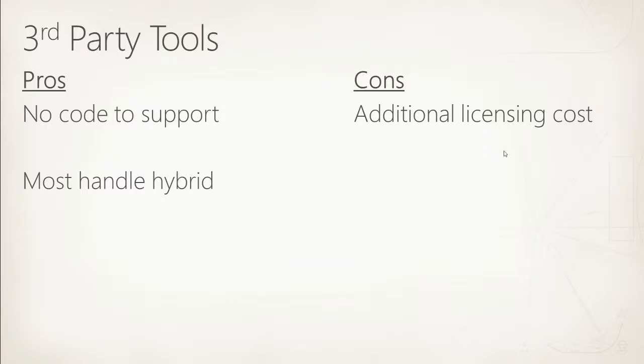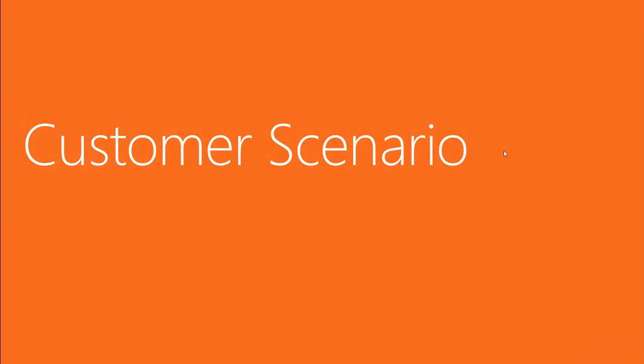The obvious con to me is it's additional money you have to spend. But again, it's the whole build versus buy decision. And I think we've shown you a couple of different examples of out-of-the-box features, and we've shown you some different examples of things you could build. Scott's going to walk through a real-world customer example and just wrap us up.